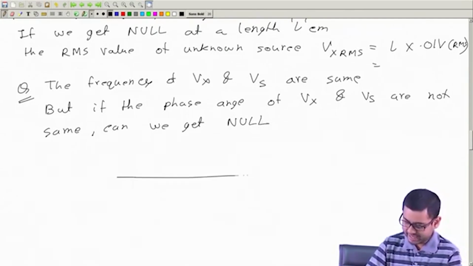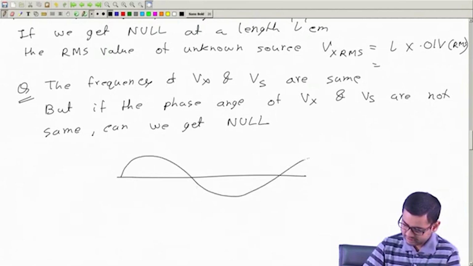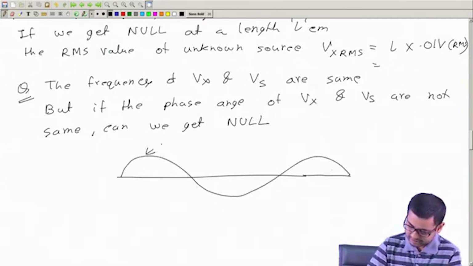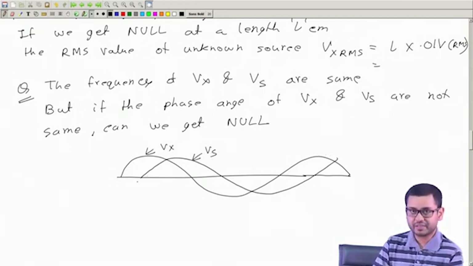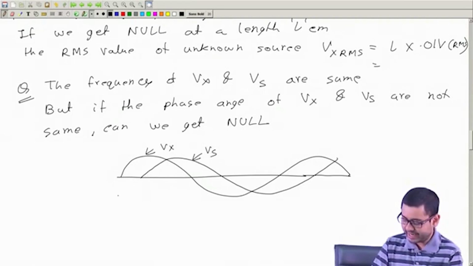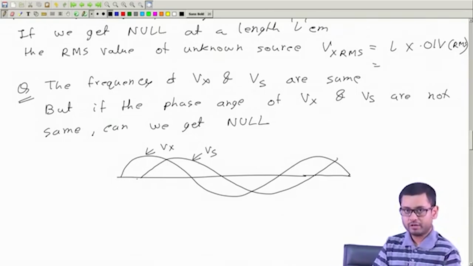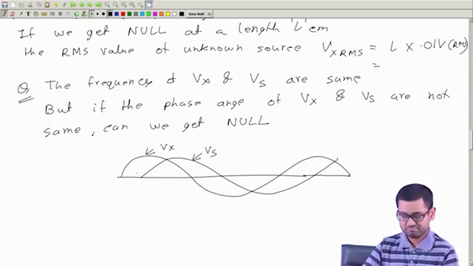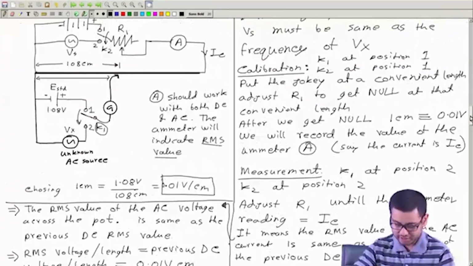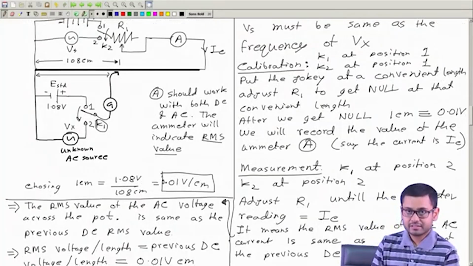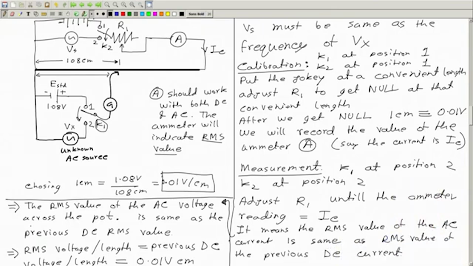So if Vx is like this and if say Vs is like this, same frequency, but they have a time difference between them. So they do not reach their peak and 0 simultaneously. So can we ever get a null? I think no. So think of this and we will in our next class start our talk with this question.